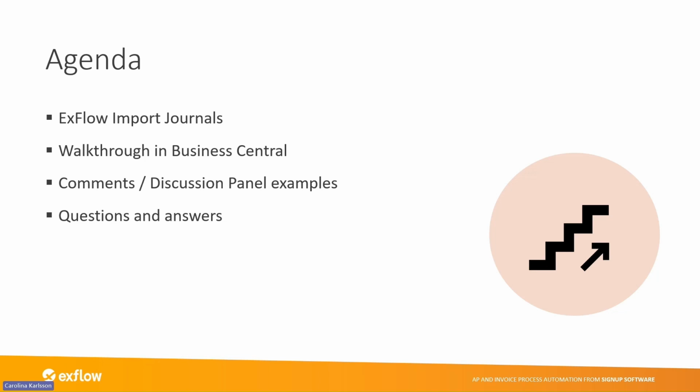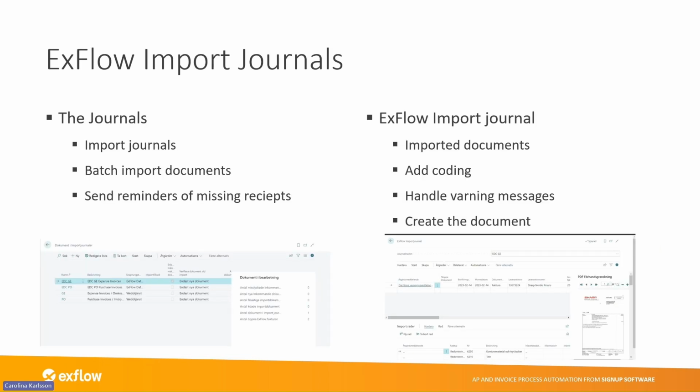So let's jump into BC right away. No, wait, sorry. This first. So the ExFlow import journals, to the left here, the journals. You have a starting page where you can see your journals. You might have one journal or several journals. And on that page, you can batch import documents and you can send reminders of missing receipts and so on.